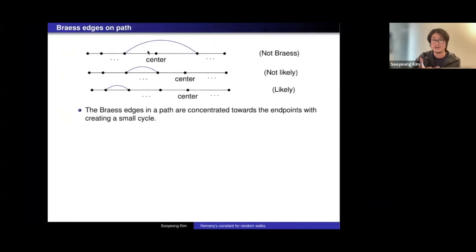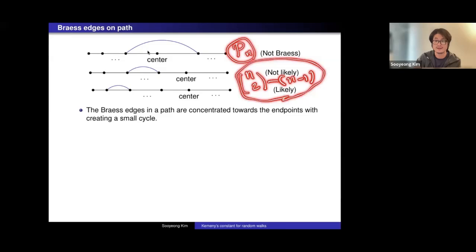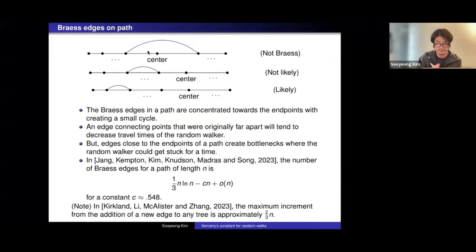So you might be wondering how many brace edges there are in this path, right? All possible non-edges is n choose 2, right? This is Pn, then n choose 2 minus (n minus 1). This is all possible non-edges for this path. And then we counted how many edges are brace edges. Then the result was this. The order is n times log of n. Still, we can see that the number of non-brace edges is dominating over this, right?